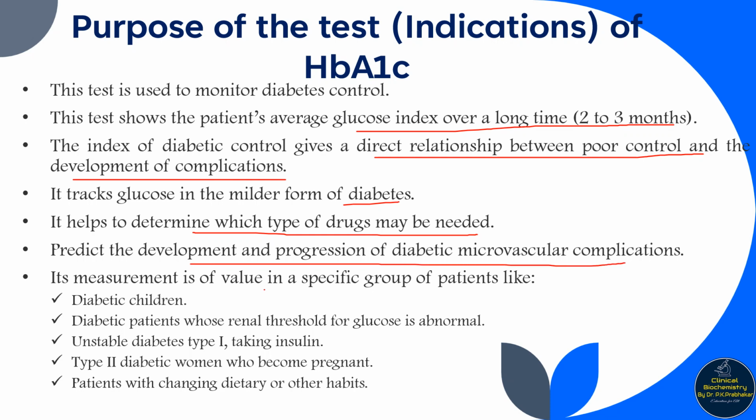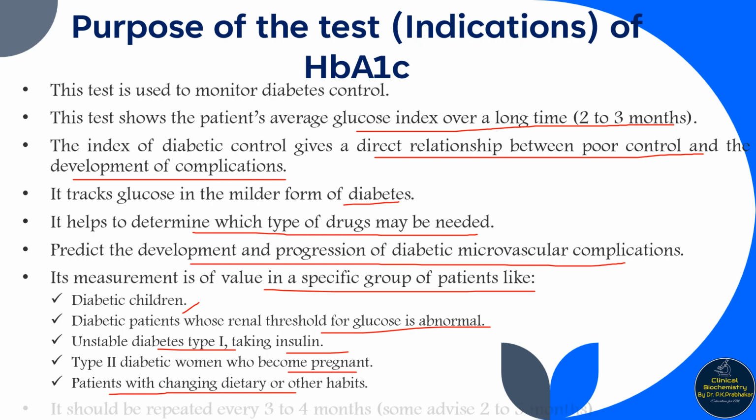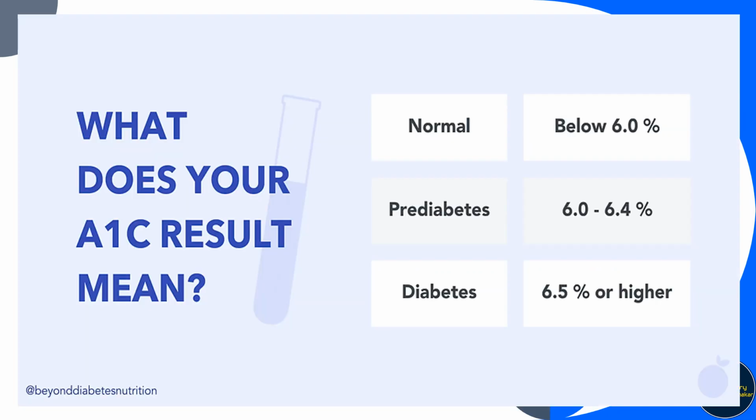It measures the value in a specific group of patients like diabetic children, diabetic patients whose renal threshold for glucose is abnormal, unstable type 1 diabetes taking insulin, type 2 diabetic women who become pregnant, and patients with changing dietary or other habits. It should be reported every 3 to 4 months. Sometimes doctors advise slightly less time, like 2 to 3 months.